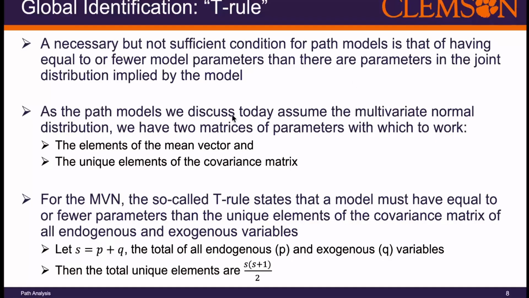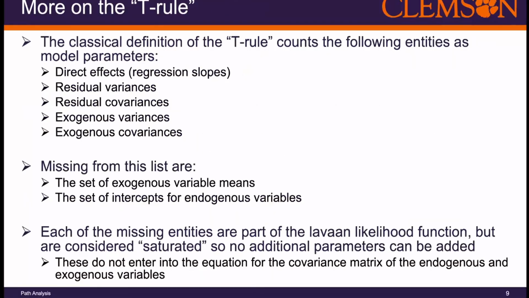And that's, again, what I was mentioning before. If you look at your underlying model as being multivariate normal, what we need is the number of parameters in our model to be less than or equal to the number of elements in the mean vector and the unique elements in the covariance matrix. That's the saturated model itself. So if we want to quantify this, if we say that S is the number of all endogenous and exogenous variables, so that's the number of variables in the data total, then the total unique elements that we have are S times (S plus 1) over 2.